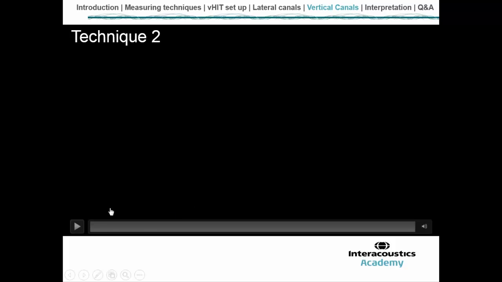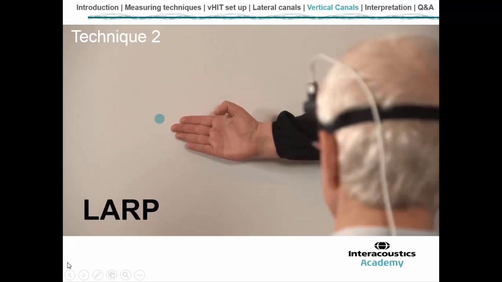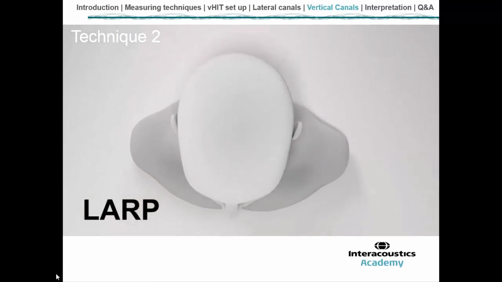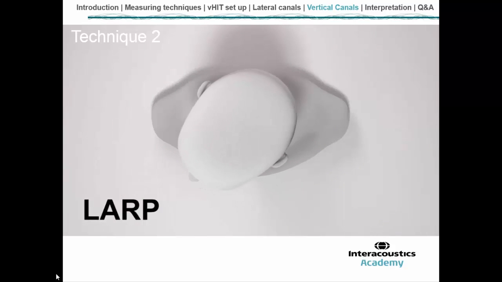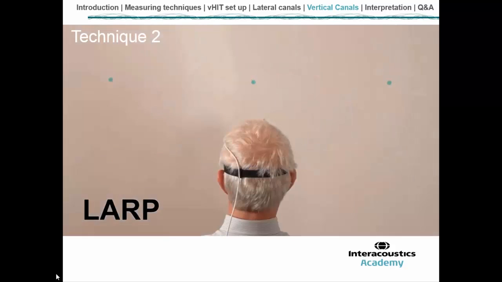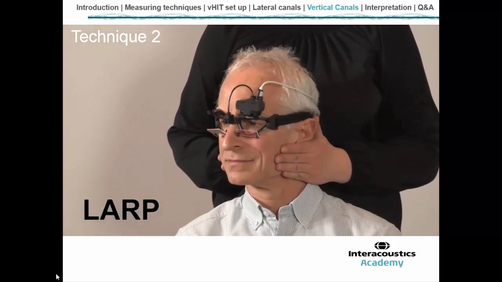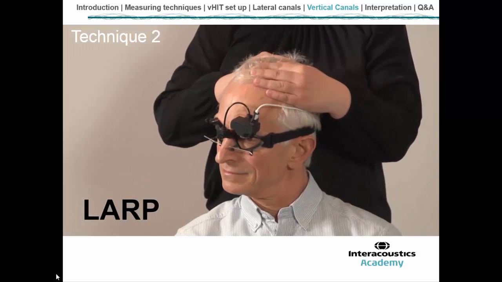The next method that we have involves turning the patient's head 45 degrees. So what this does is it lines the canals up. So you turn the head 45 degrees in the direction opposite to the anterior canal which you're testing. So with LARP impulses we're going to turn the head to the right. This is going to place the left anterior canal at 0 degrees.